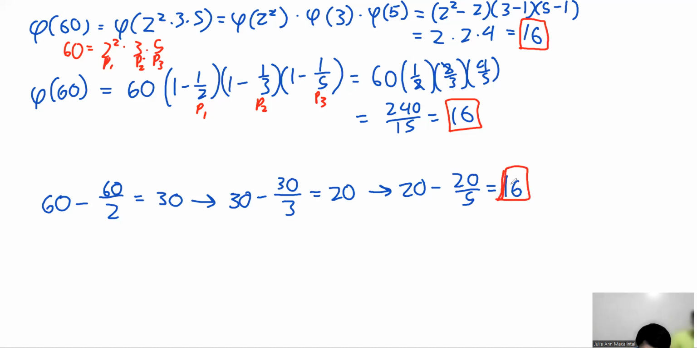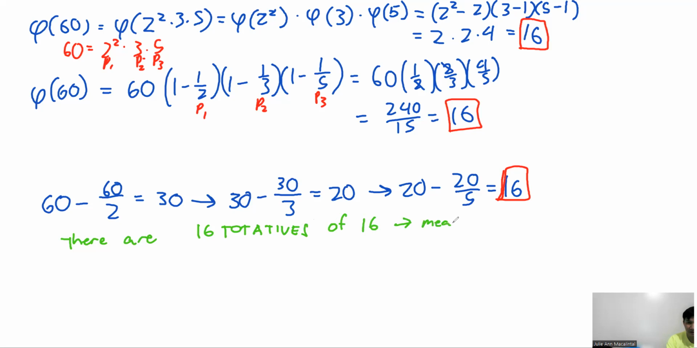So let me add something there. What do you mean by 16? 16 is the phi of 60, right? This is the meaning. Wait, I will use a different color. It means there are 16 totatives of 60.